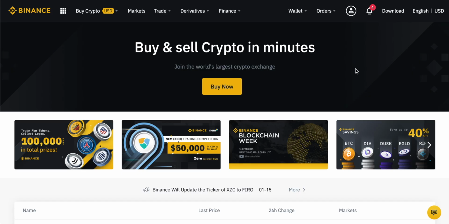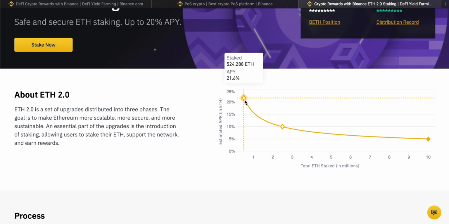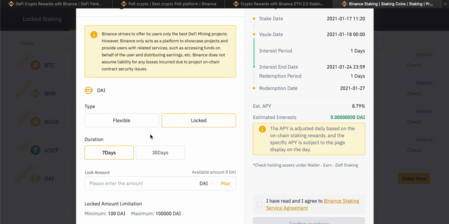In this video, I'm just going to go through how to actually stake cryptocurrency on Binance, the pros and cons, how to actually do it, what coins are supported and everything like that.